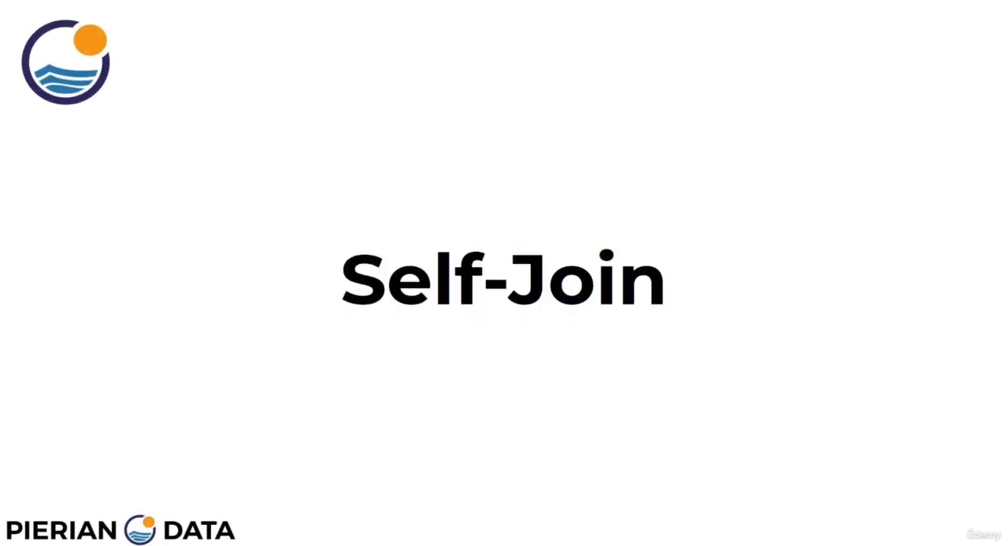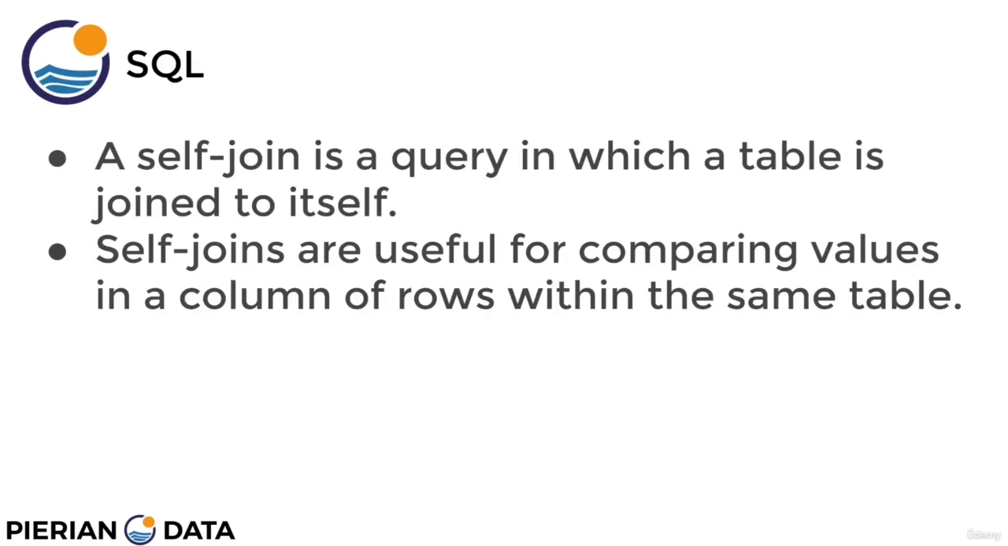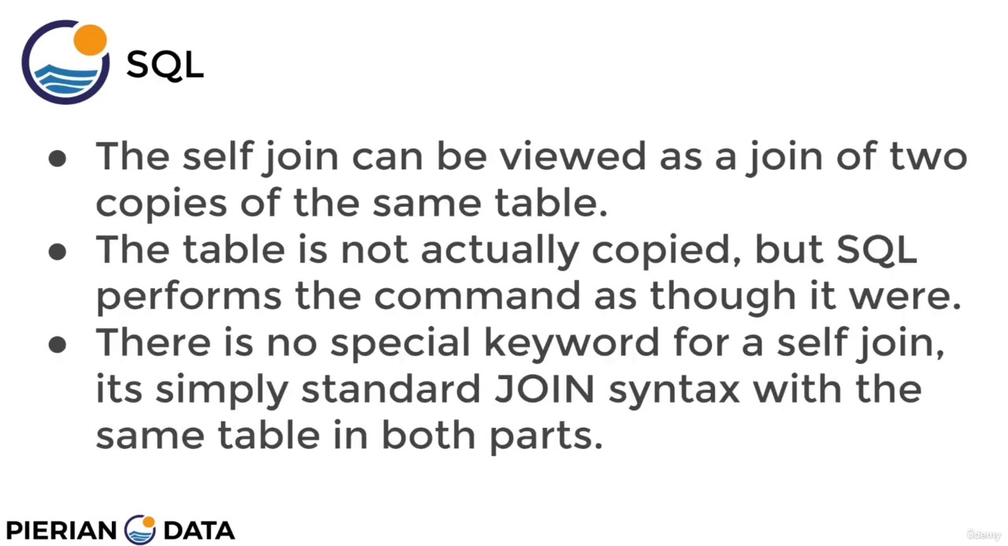Welcome back, everyone, to this lecture on self-join. A self-join is a query in which a table is joined to itself. Self-joins are useful for comparing values in a column of rows within the same table. So the reason we talk about this as Advance SQL commands instead of in the join section is because this sort of use case is more dependent on your table structure and the actual question you're trying to solve. So it's not as common as just a normal inner join, for example. So let's discuss self-join in a little more detail.